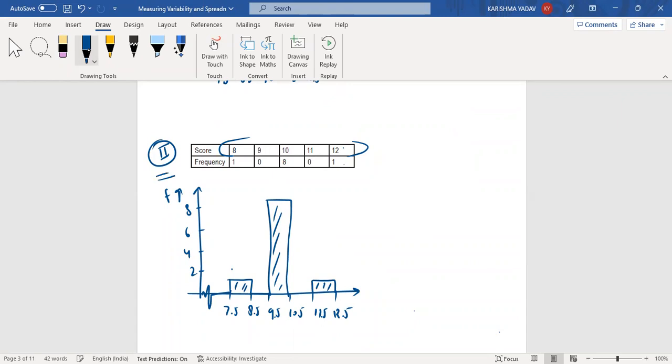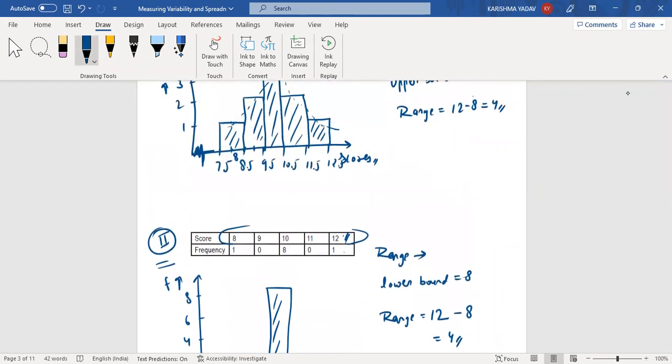Now what is the range for this one? For finding the range, we have the lower bound. What is the lower bound here? The lower bound is 8 and the upper bound is 12. So the range we got is upper bound minus lower bound, that is 4. Now look at this range. Both these data sets have the same range, but the histograms look different.